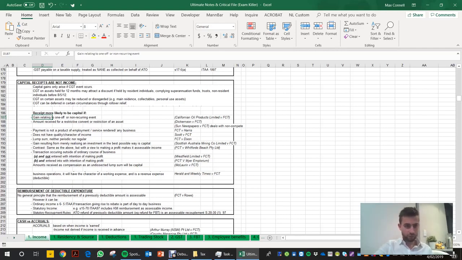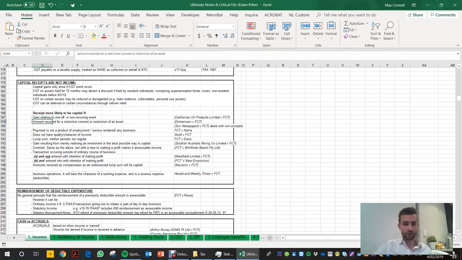So, consider these facts from the background case. Is it a one-off or non-recurring event? California Oil Products Limited v. the FCT. I'm not going to mention these cases every single time, but just look over there in column K. You'll see the relevant case law. So if it's a one-off, more likely to be capital gain. If it's non-recurring, more likely to be capital gain, and vice versa for income.